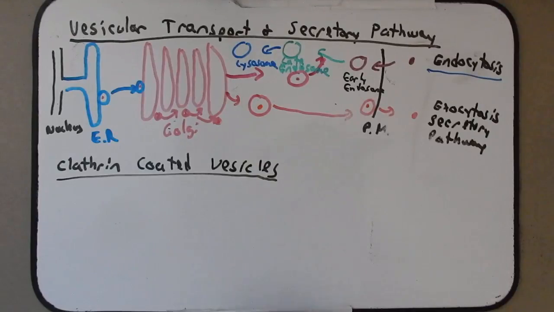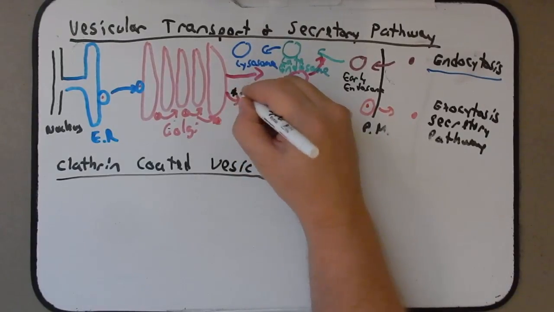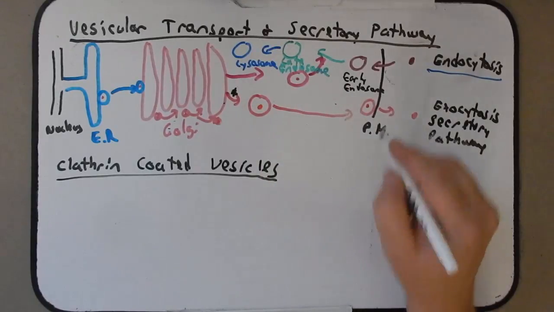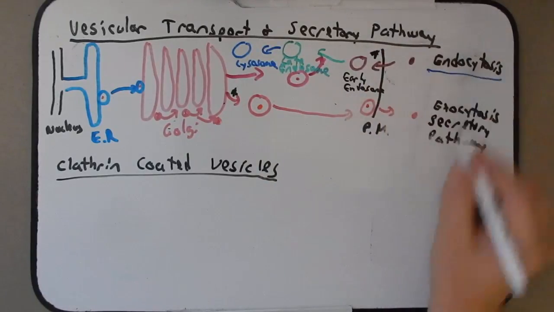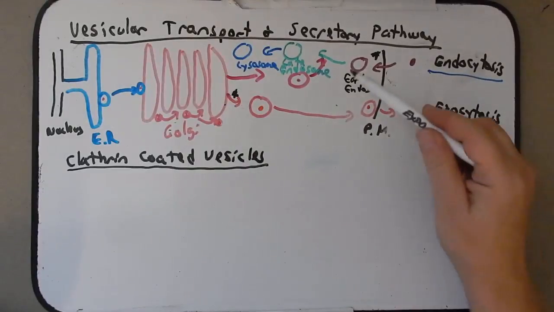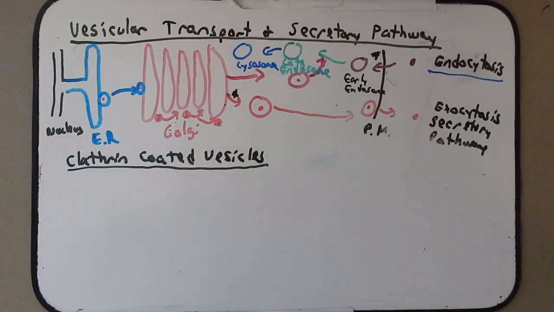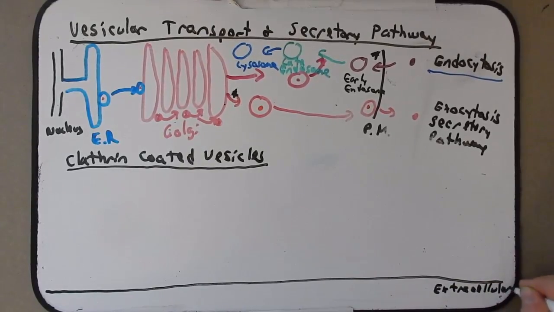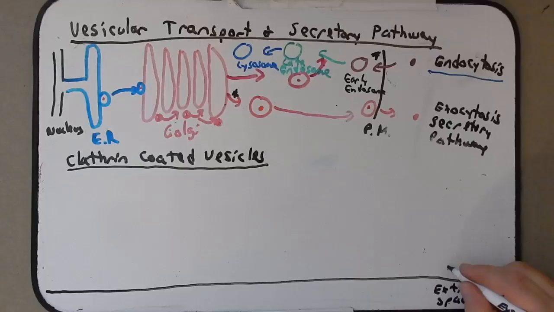So let's talk about Clathrin coated vesicles. Clathrin coated vesicles are known to form here from the Golgi, as it forms this vesicle that goes to the plasma membrane, and they're also known to form here during endocytosis, as vesicles form to move into the cell. So let's talk a little bit more specifically about how these Clathrin coated vesicles form. And to do so, I'm going to draw a membrane down here, and it's going to be the plasma membrane, so this will be the extracellular space, and here will be the cytosol.